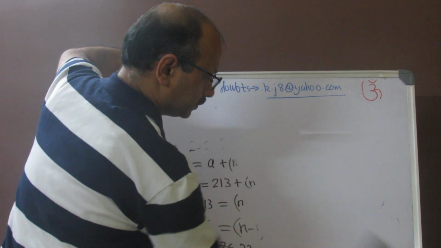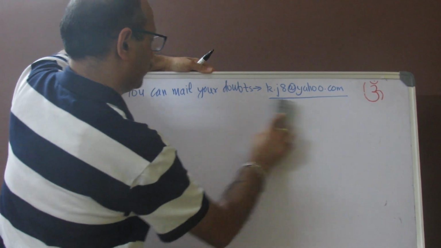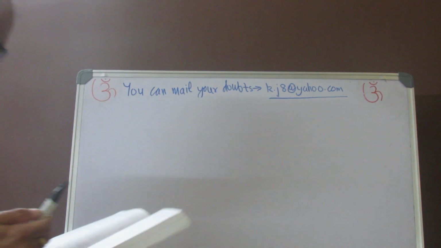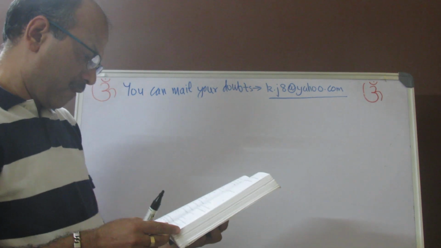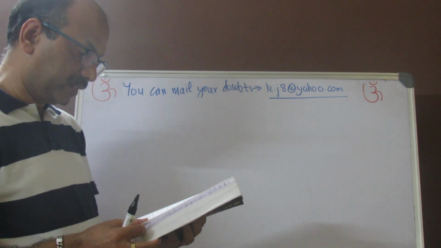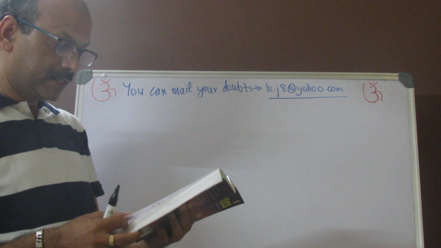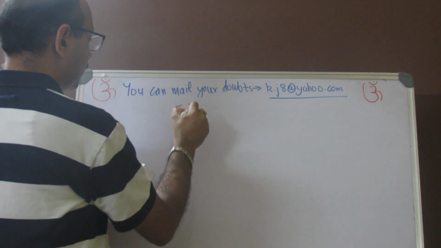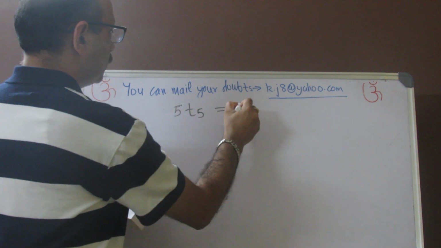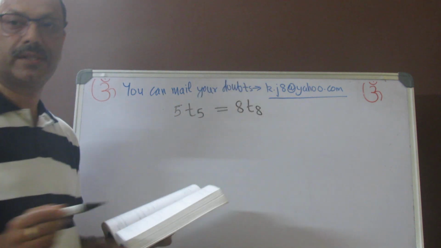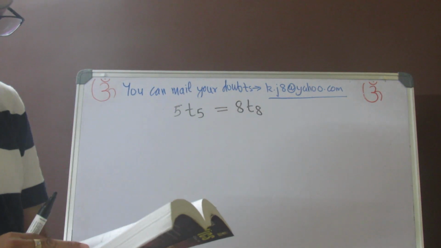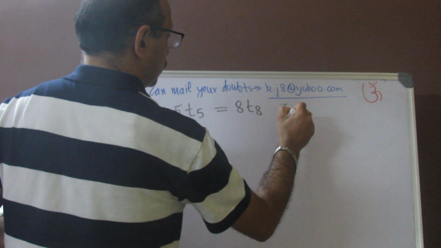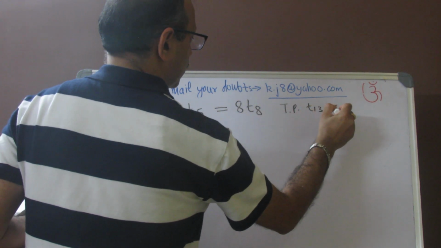Now let us take another question. The question is, if 5 times the fifth term of an AP is equal to 8 times its eighth term, so 5 into T5 equals 8 into T8 as per the question, show that its 13th term is 0. So we have to prove that T13 equals 0.